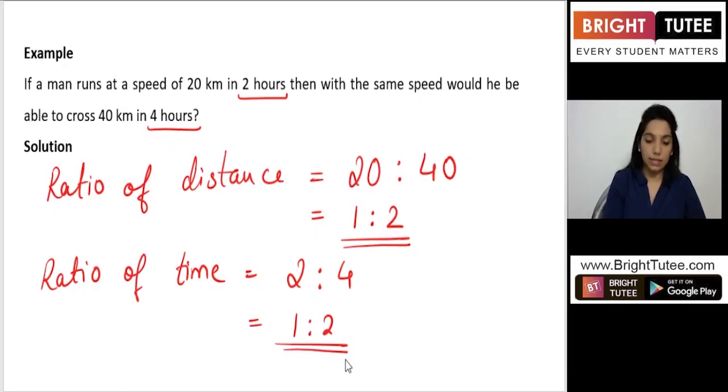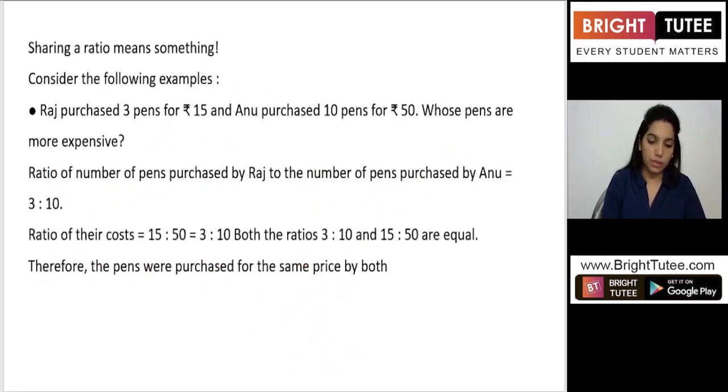Do you see that in both the cases, we have got 1 over 2 as the answer? Because in both the cases the ratios are equal, we can say they are in proportion. Okay, now moving to the next one.